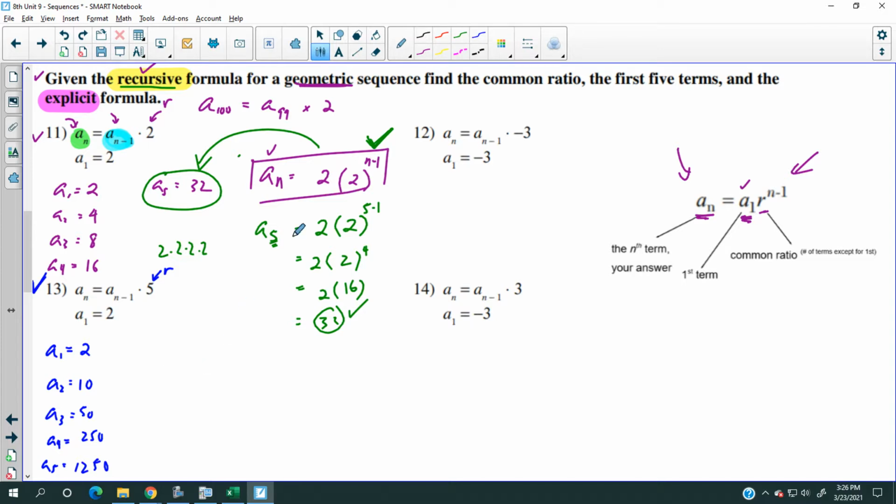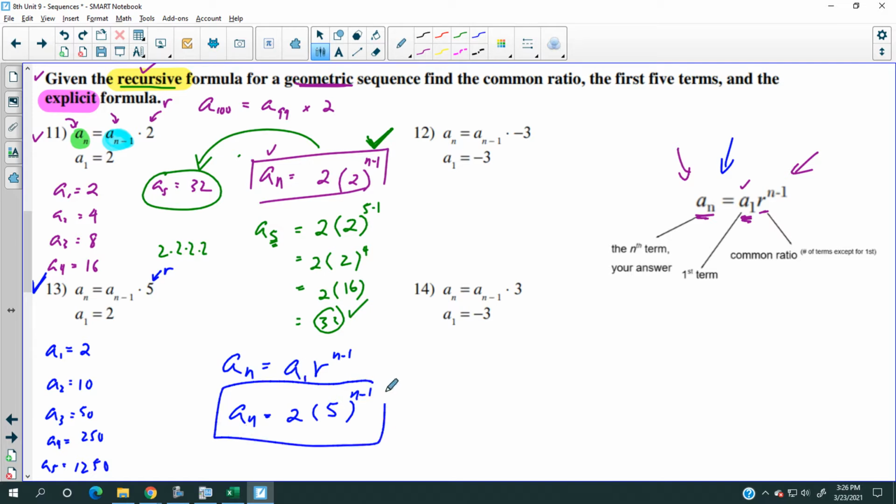Now, the next thing is we have to take this formula and make something out of it. So I'm going to rewrite this. Good note taking. What do they want to know? They want the explicit formula. So I want a sub n: the first term, 2, times the common ratio to the n minus 1 power. That's it. Nothing crazy.